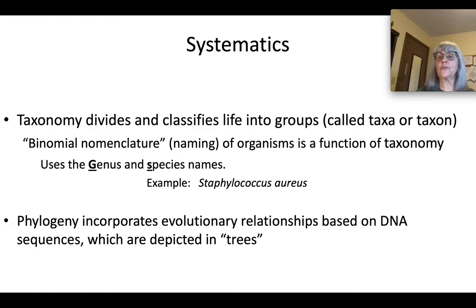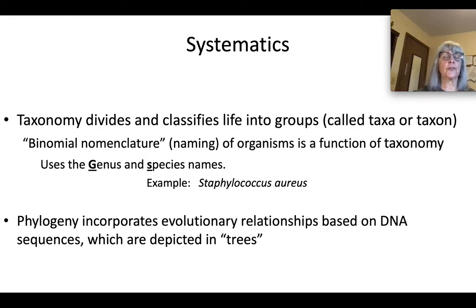So we give credit to the father of taxonomy, Carolus Linnaeus, for initially starting this. So he was able to classify life into groups. They're called taxa or taxon. And also with naming. Naming of these organisms was just as important. So the system we use is called binomial nomenclature. It's actually just two names. It's known as their scientific name. And this is a function of taxonomy.